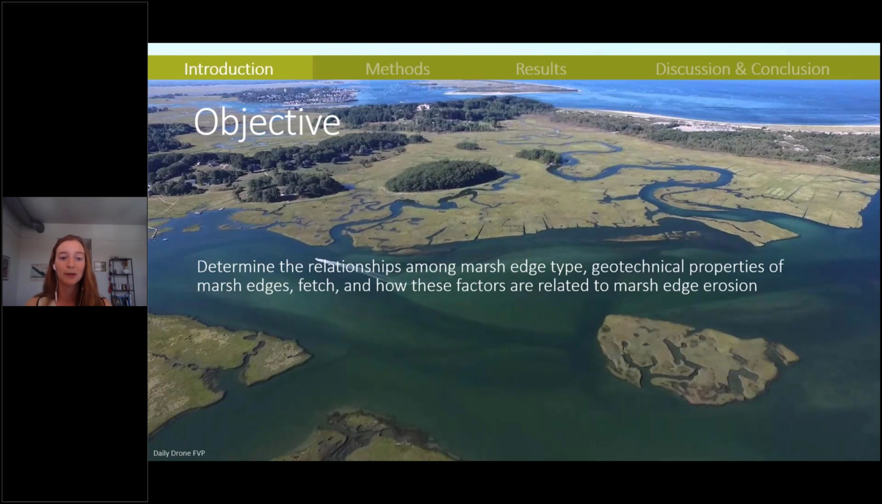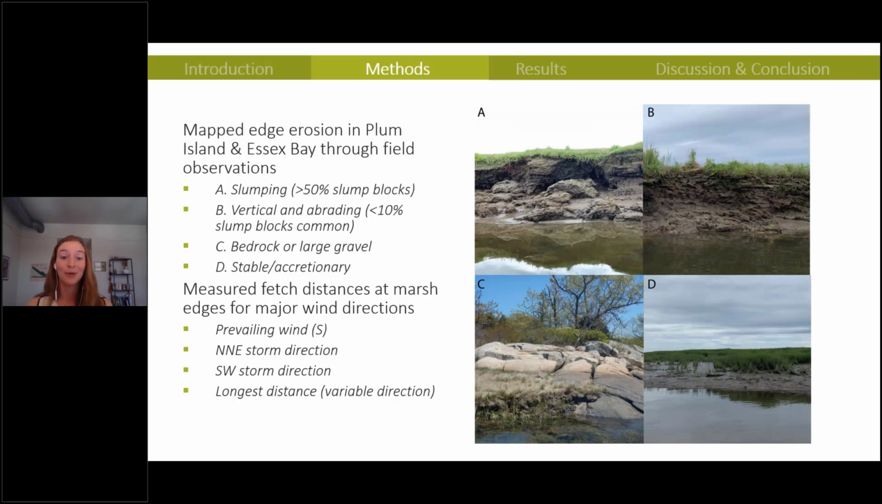The objective of this study was to just understand edge erosion. The objective was to determine the relationships among marsh edge type, so the type of erosion we see or the lack of erosion we see, geotechnical properties of marsh edges, so how erodible or not erodible the marsh edge was, and fetch, which is a proxy for wave energy. Fetch is just the distance a wave can travel over open water uninterrupted until it hits something like the marsh bank. And so the longer the fetch, the larger the wave usually, and also how these factors are related to marsh edge erosion. So basically, we tried to measure many different things and find any relationships or trends among them.